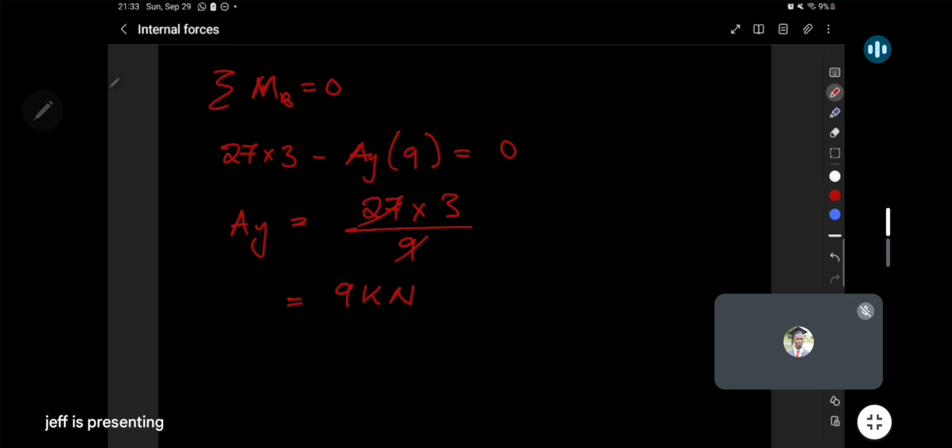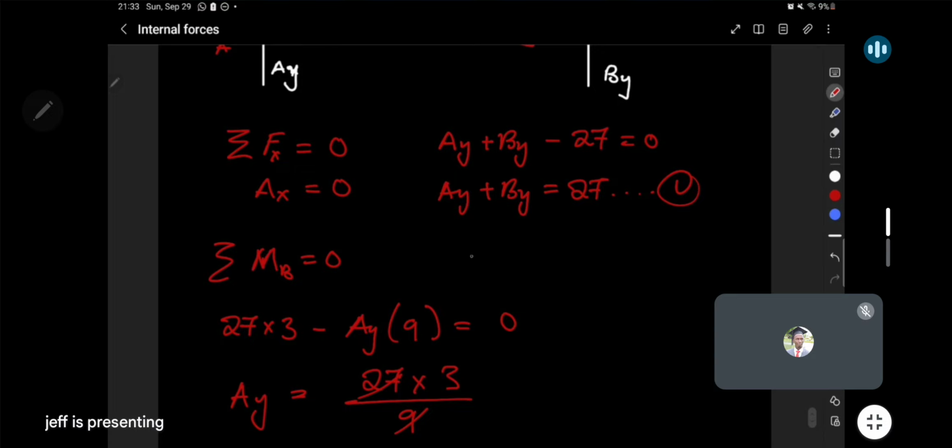And having found AY, we can easily get BY. This will be 9 plus BY equals 27, so BY will be equal to 27 minus 9, which is 18 kilonewtons. Which one did I go for? Oh, okay. I think here I put 9 at BY. This should be at AY since AY is the one we got as 9. So this is 9 here plus BY, and BY is the one that comes out as 18 kilonewtons.